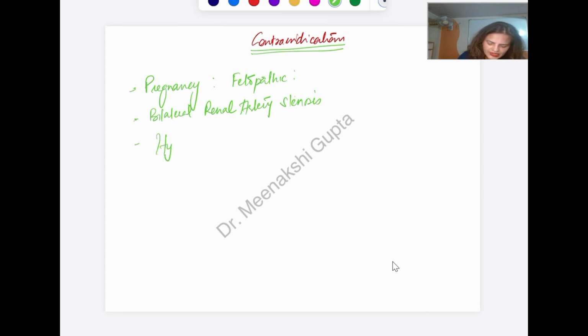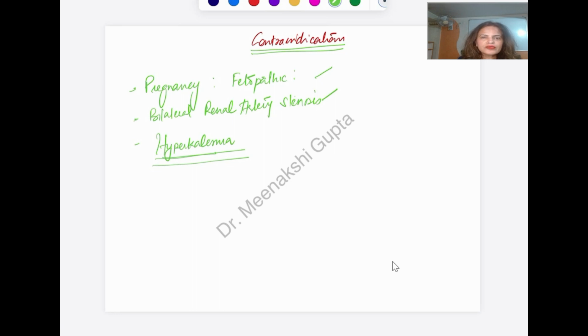Then if the person has hyperkalemia, that is increased potassium, there also it is contraindicated. It should not be given with other drugs which increase the level of potassium. So a potassium sparing diuretic should not be given. This is important, a drug interaction also. So these are the two important contraindications: during pregnancy, and bilateral renal artery stenosis, it should not be given.